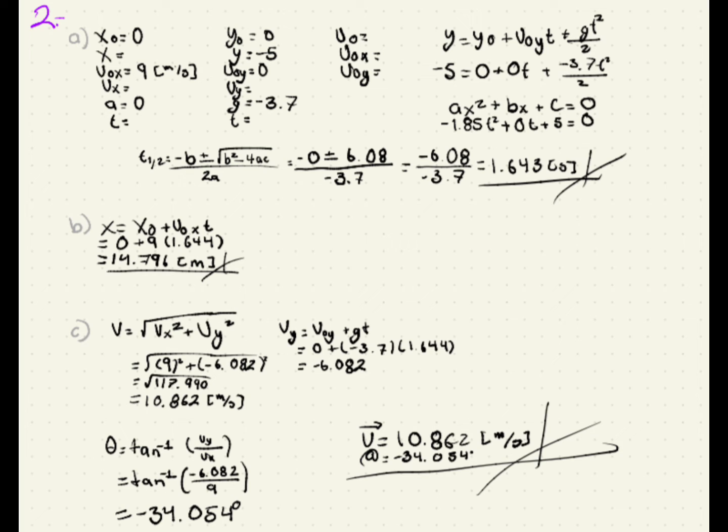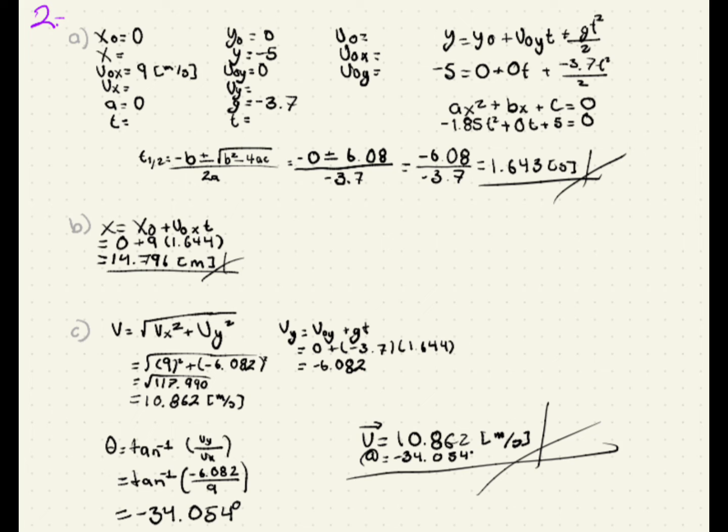Now for B, we need x. The formula we use is x equals x0 plus v0x times t. And x0 is 0, v0x is 9, which was given in the first question, and t is 1.644, what we got in A. We solve it and the result is 14.796 meters.